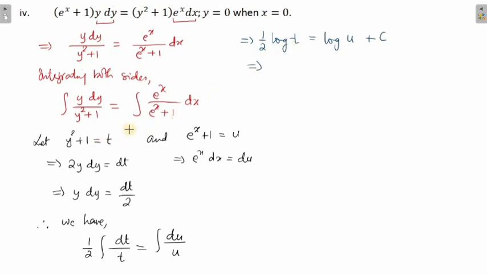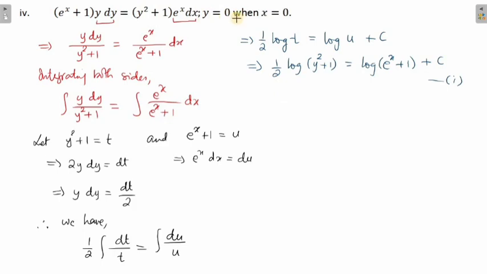Now resubstitute the value of t. How much is t? t is y square plus 1. So you get half log of y square plus 1 is equal to log u. u is given to be e to the power x plus 1, and we have plus the constant of integration. Call this equation number 1.